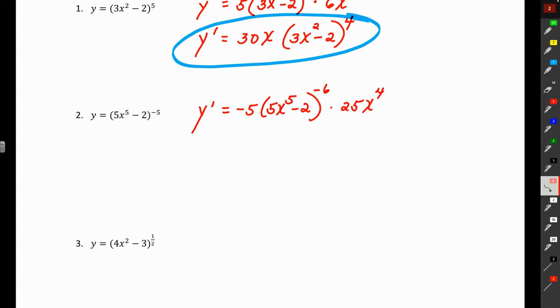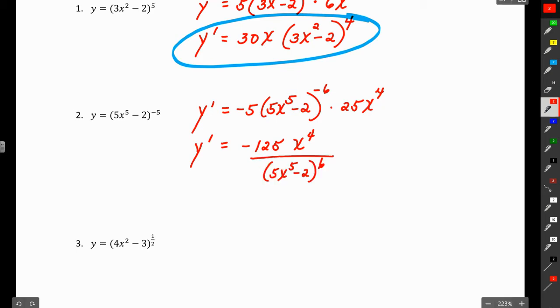So we're done. We just want to make that look a little nicer, and we don't want to leave negative exponents in our answer. So to clean that up, I'll do negative 5 times 25. That'll give me negative 125 x to the 4th. And I'm going to put that over 5x to the fifth minus 2 raised to the negative 6 power. If I put that in the denominator, I can remove the negative in front of the exponent. All right, and we're done with number 2.